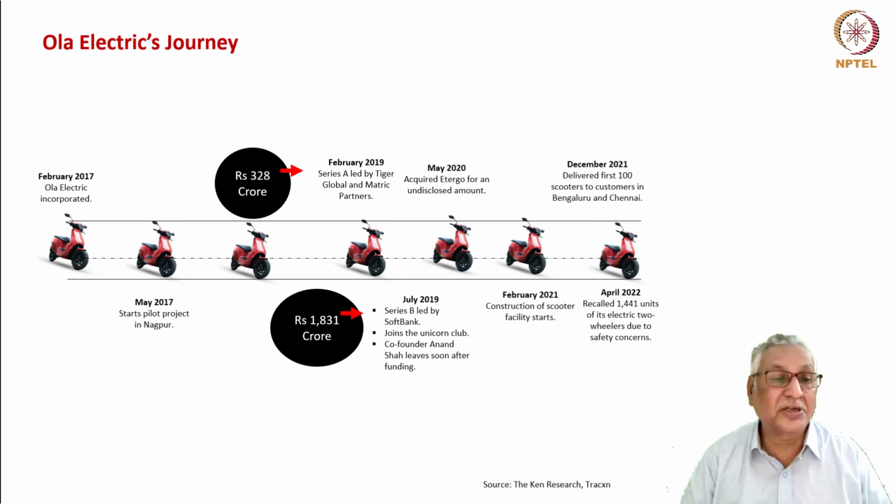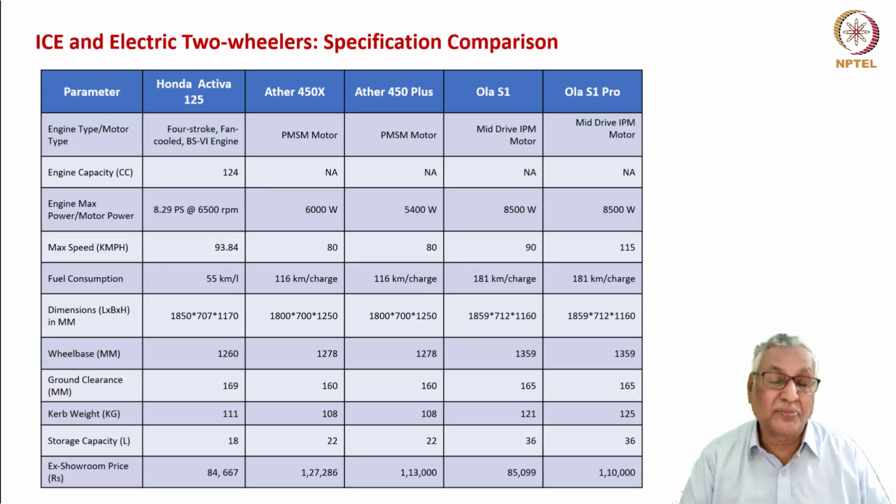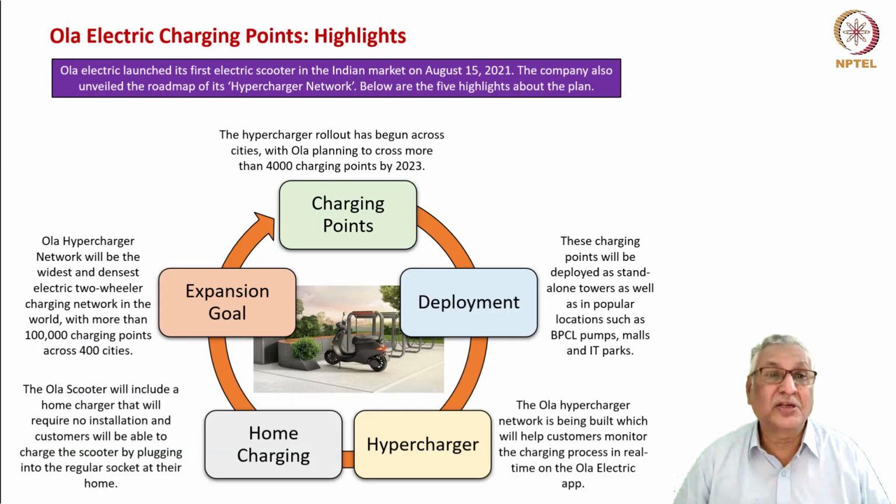The Okinawa Electric's journey has been from 2017 to date, and it has been going very smoothly, except that in April 2022 it had to recall as many as 1,441 units due to safety concerns related to the fires. It has had investment by SoftBank, and it also joined the Unicorn Club in 2019. This is a comparison of the specification of ICE and electric two-wheelers, and in respect of certain capabilities, the electric vehicles are proving to be as capable as the established ICE engine vehicles.